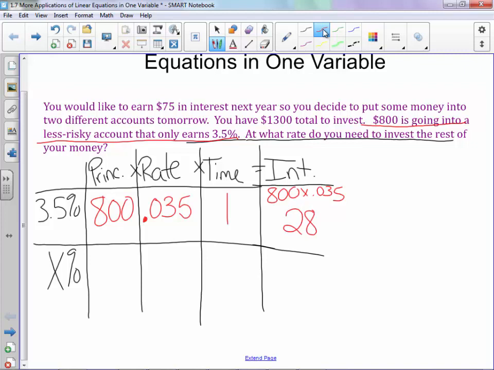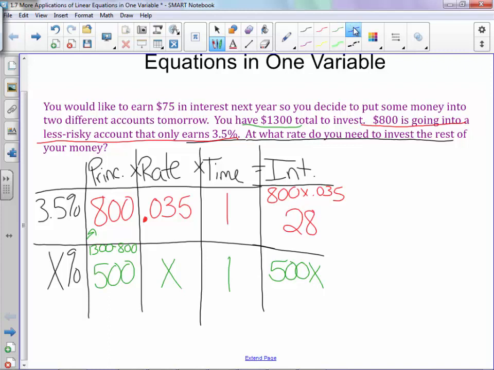Next up, our less risky account. We knew we had $1,300 total to invest. If 800 of it's already in here, the rest of it's what we're investing at the percent we don't know. So this is going to be our 1,300 minus 800, which means we're actually investing $500 in this account. We don't know our rate, so once again that's a variable. Time 1 year. Interest multiplied across, we've got 500x.